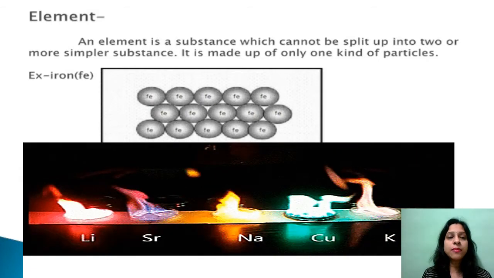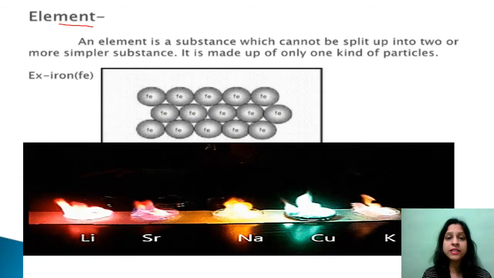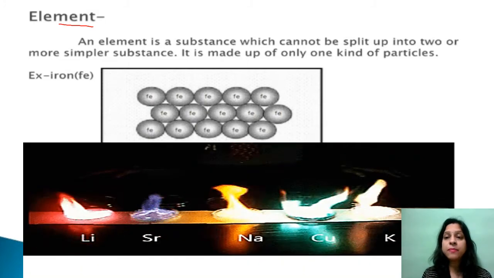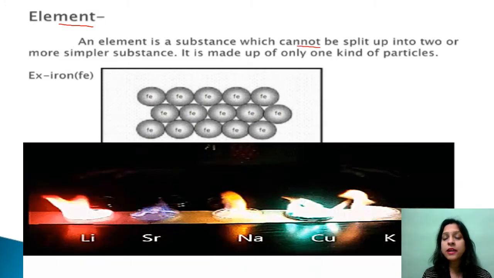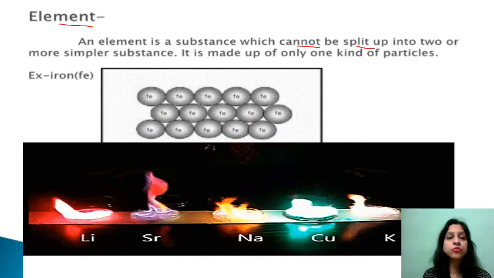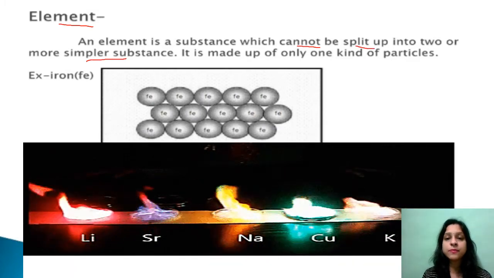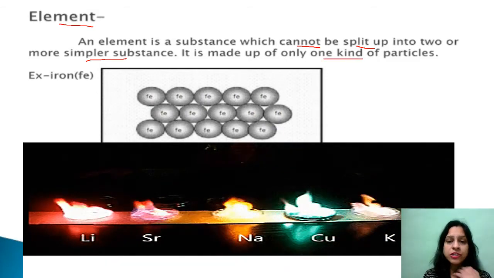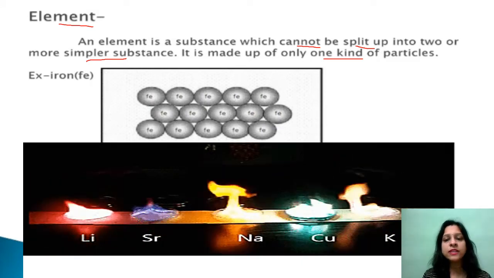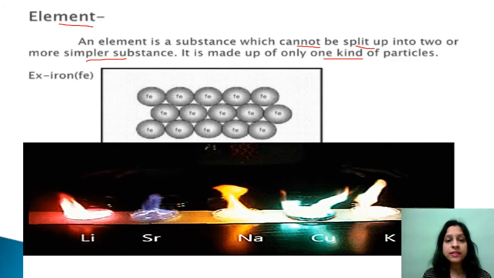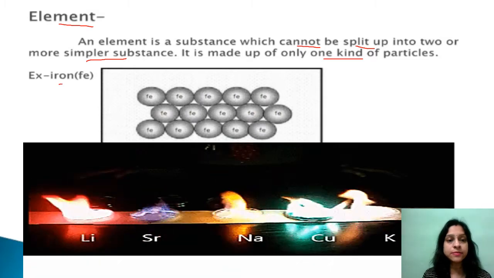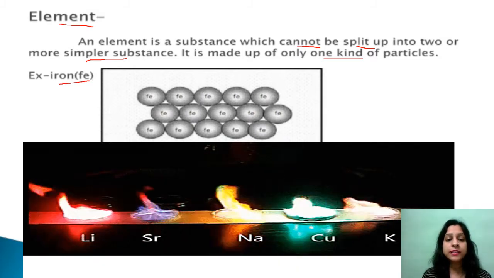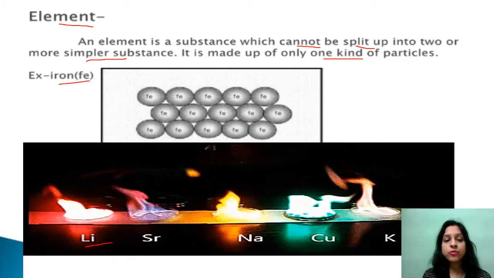Now if we are talking about elements, तो हमने अभी बात करी जैसे कि an element is a substance which cannot be split up into two or more simpler substances. देखो, it is made up of only one kind of particles. Now just have a look here. If you can see here, this is iron. It is iron, but here there are many examples I have shown you. It is a lithium element. This one is strontium.